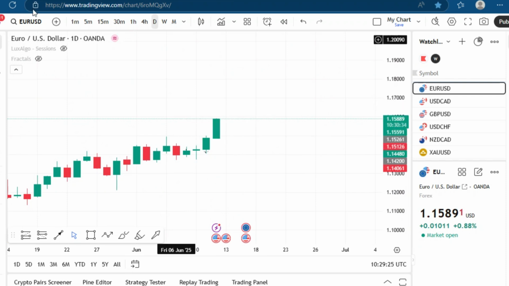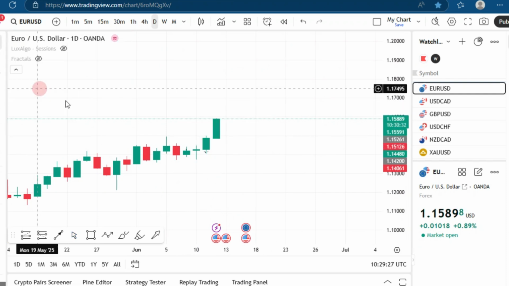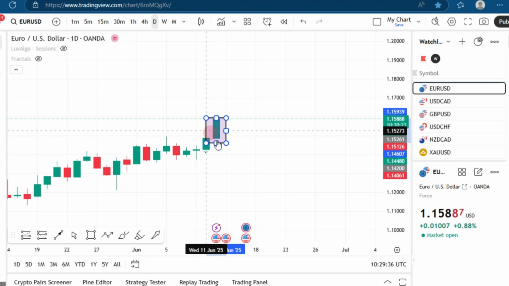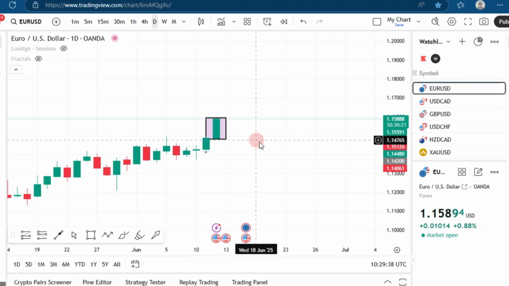We've got this candle right here. Let me just use the demonstration arrow. We've got this candle right here. Let's just mark it like this. I'm going to mark this candle as precisely as I can.